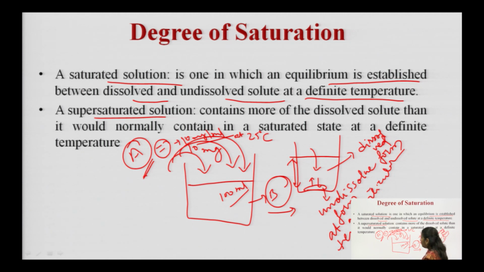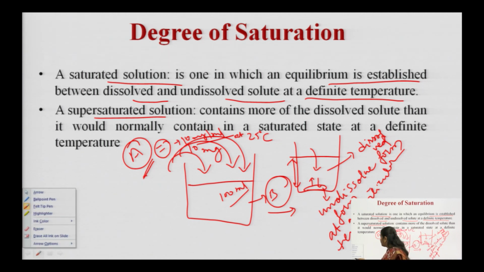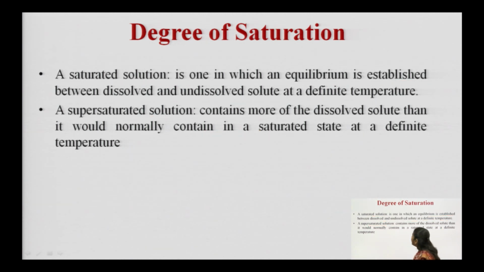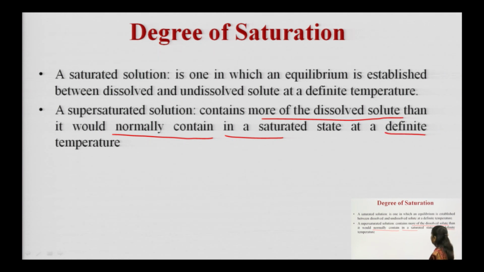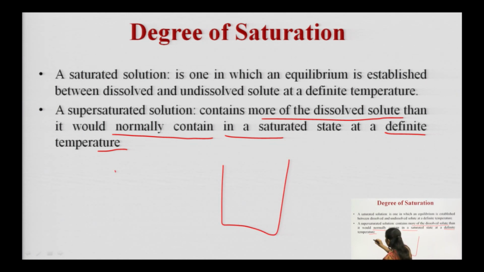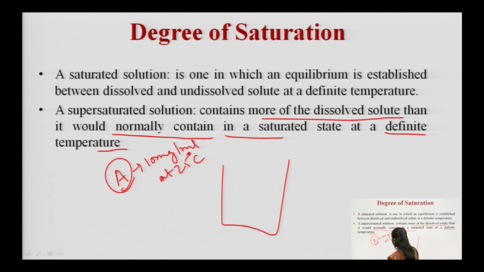Then comes supersaturated solution. Now, in supersaturated solution, what happens? It contains more of the dissolved solute than it would normally contain in a saturated state at a defined temperature. That means, suppose as we know that the solubility of solute A is 10 mg per ml at 25 degree Celsius temperature. Now, what happens in this solution?